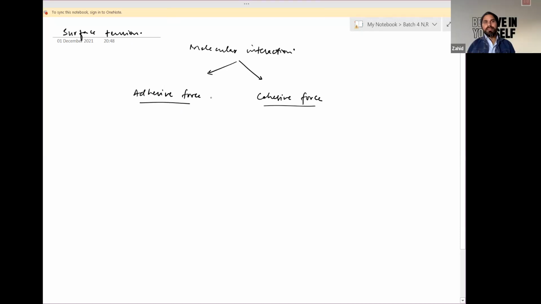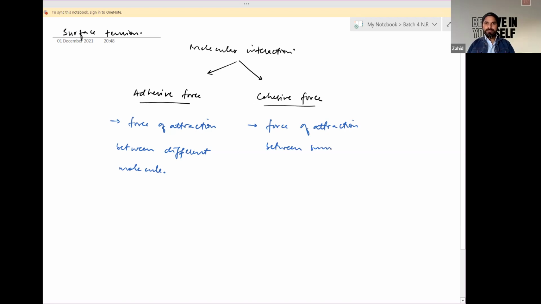Adhesive force means force of attraction between different molecules. That's why Fevicol is an adhesive liquid. Next, cohesive force is force of attraction between similar molecules. So there are two different types of molecular interaction. One is called adhesive and the other is called cohesive. Is it clear?